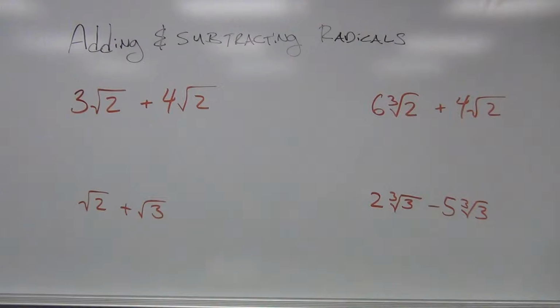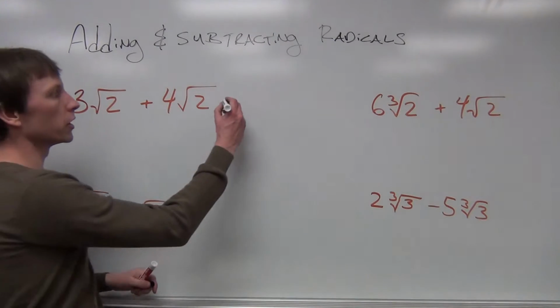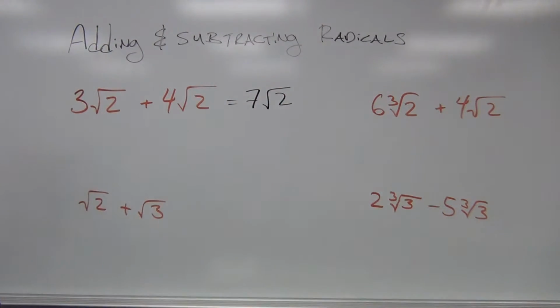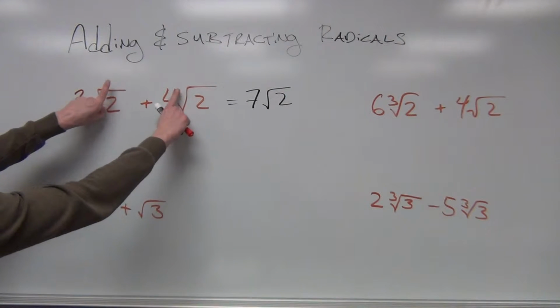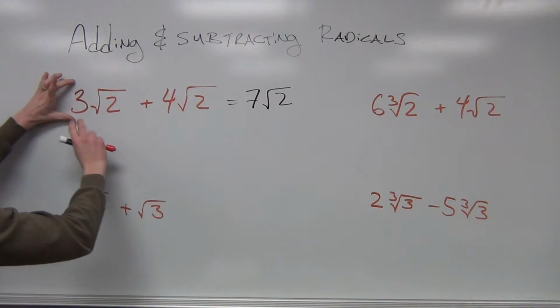When it comes to adding or subtracting radicals, it's the same premise as combining like terms. You're used to combining 3x's and 4x's to make 7x's. The same is actually true when you are adding radicals. For example, if we take 3 radical 2 plus 4 radical 2, we will get a total of 7 radical 2's.